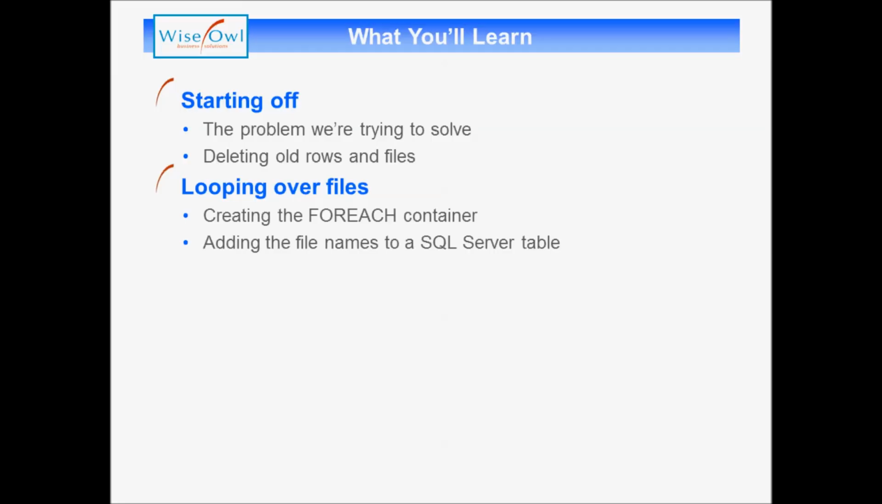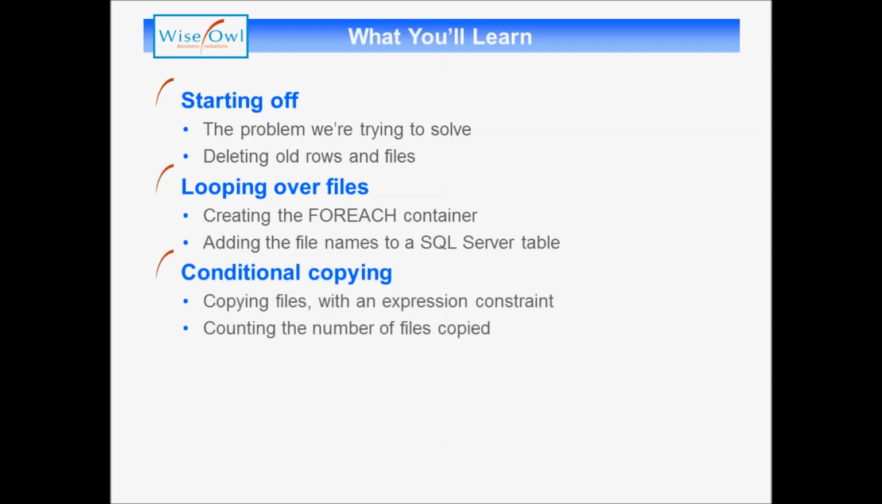We'll look at how to loop over files using a for each container, and how to add the file names via a variable into a SQL Server table. We'll then go on to look at conditional copying. So we'll copy only certain files into a separate folder using something called an expression constraint, and then we'll set a variable to count how many files have been copied.